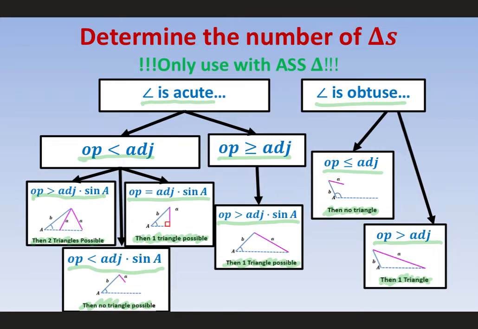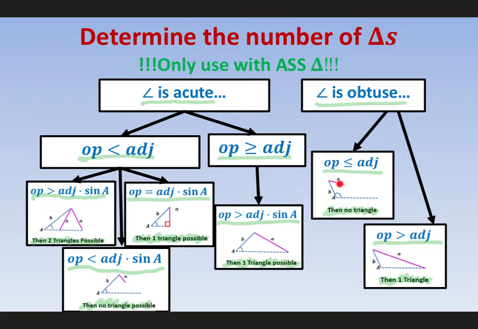So the first thing you're going to do when you get one of these problems is you're going to check whether the angle given is acute or obtuse. That's our first branch. If the angle is acute, then you move on to these branches over here. If it's obtuse, that's kind of your best case scenario. Then what you do is you look at your opposite side and compare it to your adjacent side. So they usually give you an angle. The opposite side is the same letter, just the lowercase.